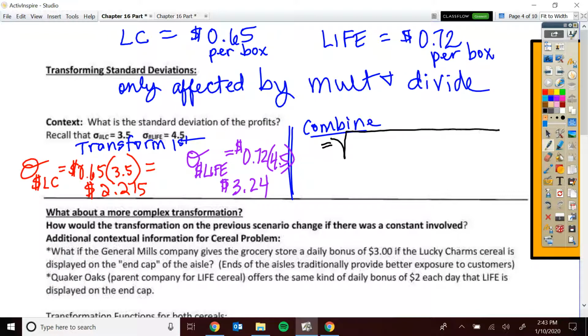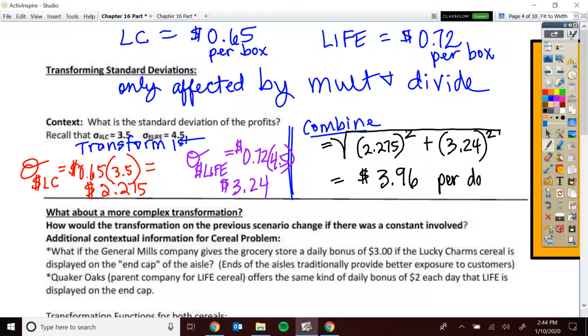I'm going to do my square root of the variance in money for Lucky Charms and the variance in money for Life. And that comes out to be $3.96 per day. So what this says is that the grocery store is profiting $22.06 on these two products alone with this variability. You see why as a business owner, you're managing and making adjustments, and you know how much your daily amounts vary. Okay? Big deal.